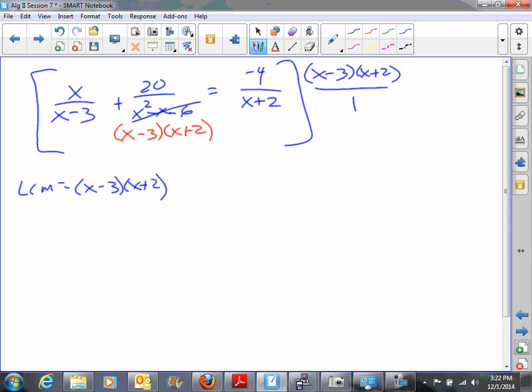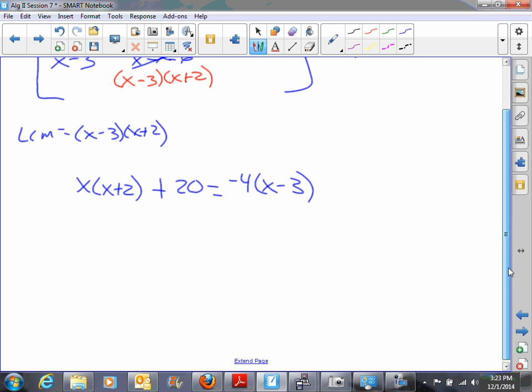Now you kind of have to follow through with this. First fraction, x over x minus 3, times (x minus 3)(x plus 2) over 1. Notice the x minus 3's will cancel, and we're left with x times (x plus 2). Now for the second fraction, the x minus 3's will cross cancel, the x plus 2's will cross cancel, and we're left with just 20. On the other side, the x plus 2's will cross cancel, and so we have negative 4 times (x minus 3). And now some algebra needs to happen. Let's see what goes on here.